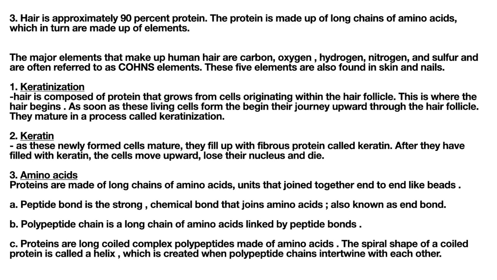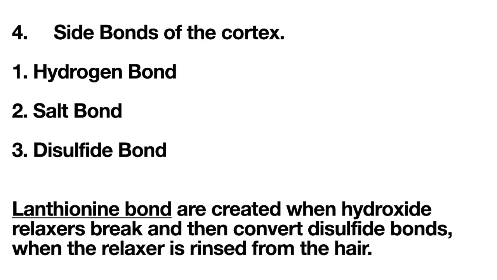Polypeptide chain is a long chain of amino acids linked by peptide bonds. Proteins are long, coiled, complex polypeptides made of amino acids. The spiral shape of a coiled protein is called a helix, which is created when polypeptide chains intertwine with each other. Side bonds of the cortex.